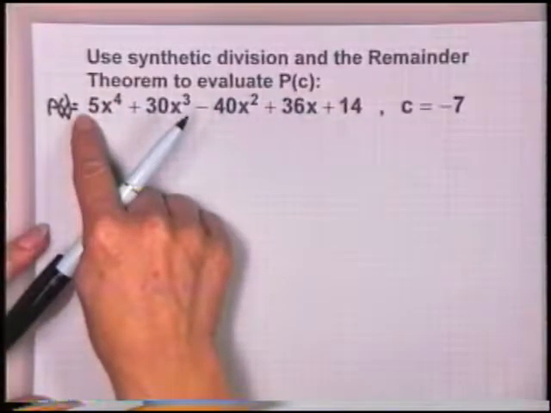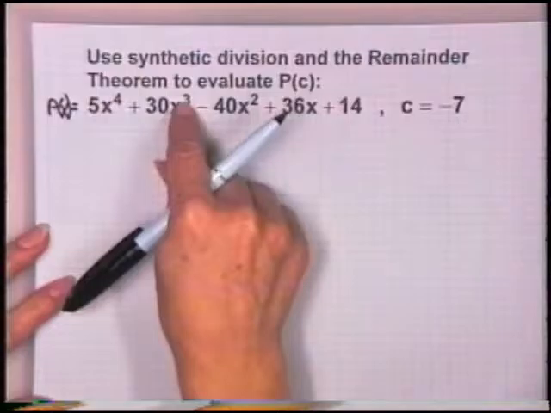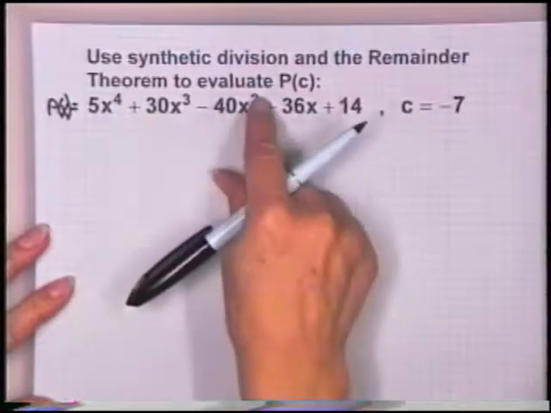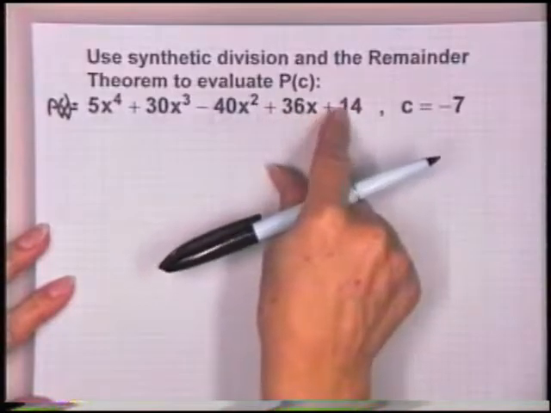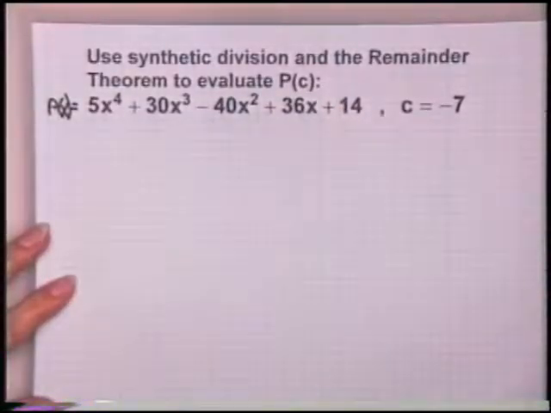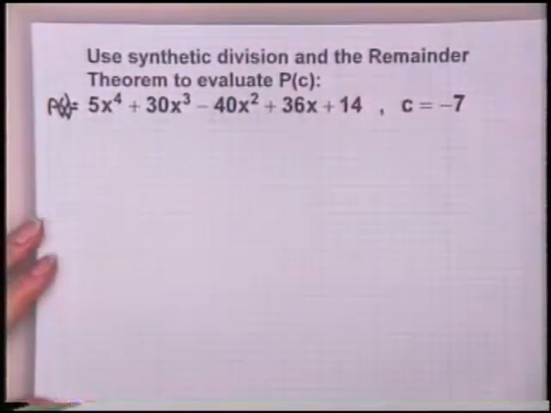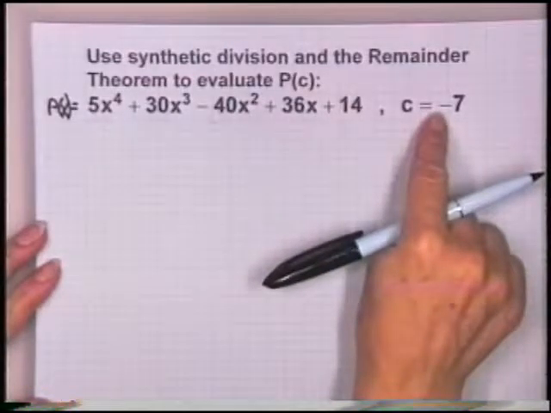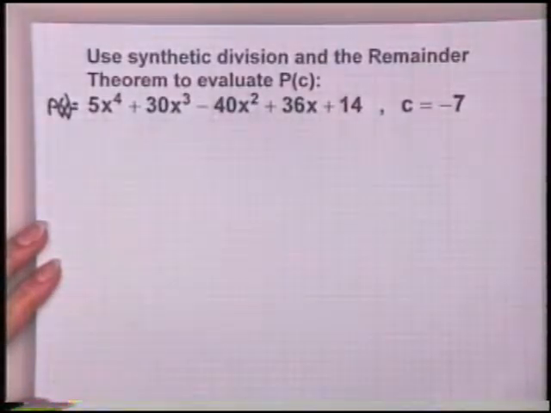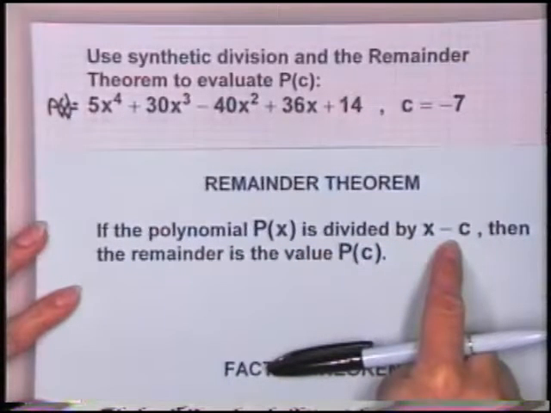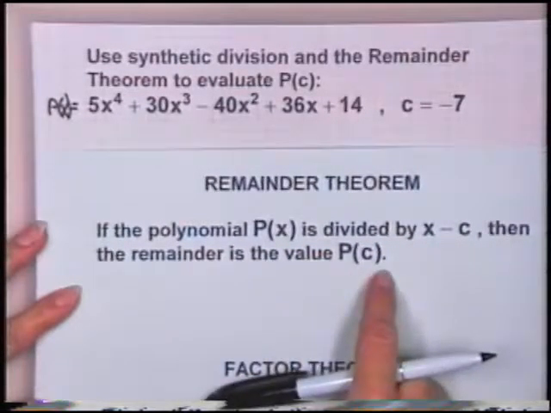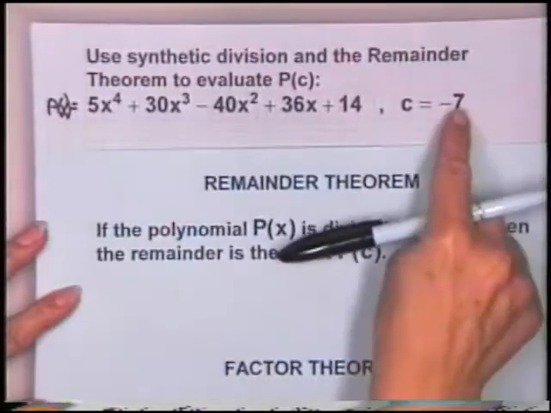If I take negative 7 to the fourth power times 5, negative 7 cubed times 30, negative 7 squared times negative 40, negative 7 times 36, and add 14, that's a lot of work. Even with a calculator, that would take a while. But what this allows me to do is to go back to this remainder theorem. If the polynomial is divided by x minus c, the remainder is the value P of c.